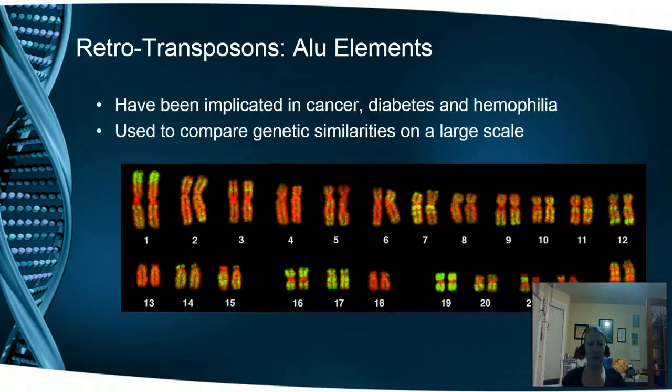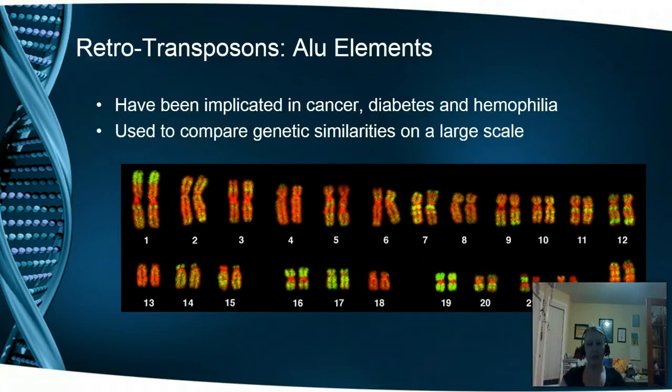Another example of retrotransposons are the ALU elements, and these have been implicated in cancer and diabetes and hemophilia. The thing about ALU is that this element does not code for its own reverse transcriptase, so it is entirely reliant on the cell's enzymes to help it move, whereas the L1 will come with its own sequence for reverse transcriptase. And actually what we can do with the ALU elements is that we can compare genetic similarities. So we can look and see if people have ALUs in specific genes and compare how genetically similar they are.